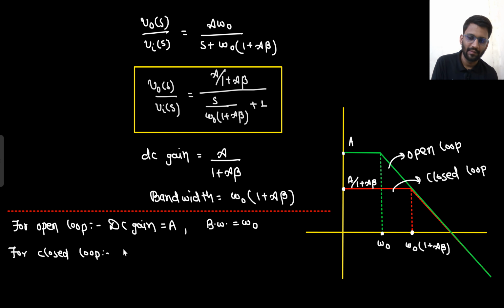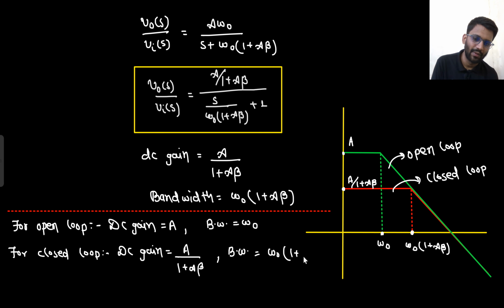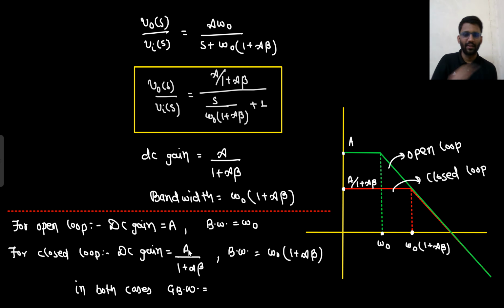For closed loop, what is the DC gain? DC gain is A upon 1 plus A beta. And what is the bandwidth? Bandwidth is omega naught into 1 plus A beta. In both cases, what is gain bandwidth product? I write it GBW, gain bandwidth product, that is equals to A omega naught only. So gain bandwidth product is always constant.